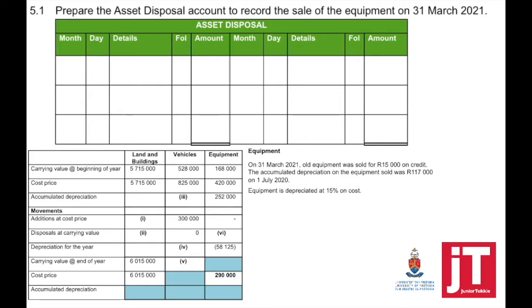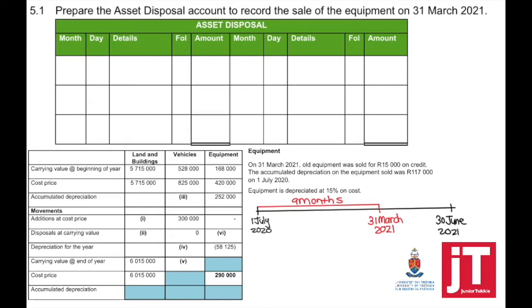Step number 1, update your depreciation. So if we sold it on 31 March 2021 and the accounting period starts on the 1st of July 2020, it means that we need to calculate our depreciation for 9 months. But now I cannot calculate it yet. Why? I need to find out what is the cost.